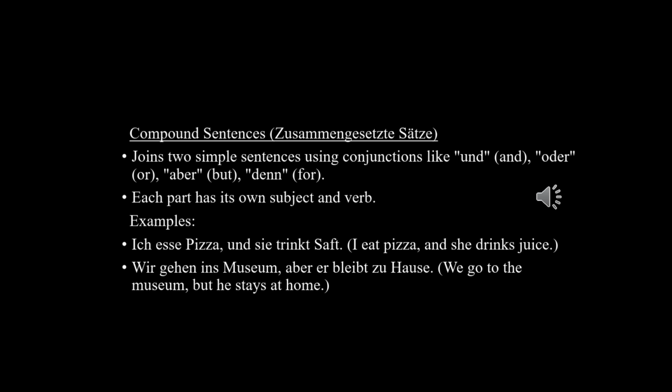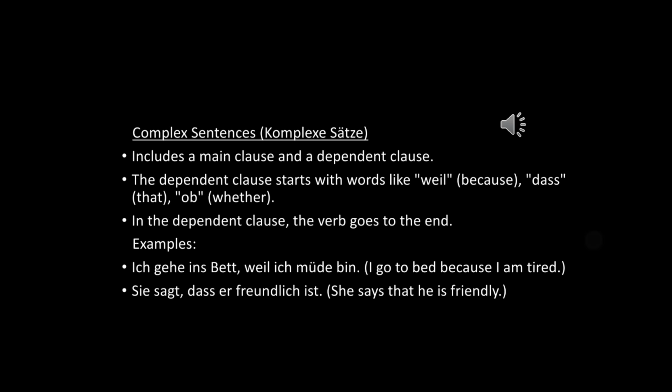Compound sentences. These sentences join two simple sentences using conjunctions like and, or, but, for. Each part has its own subject and verb. For example, I eat pizza and she drinks juice. We go to the museum but he stays at home. In these examples, you can see that two separate sentences are being combined together.